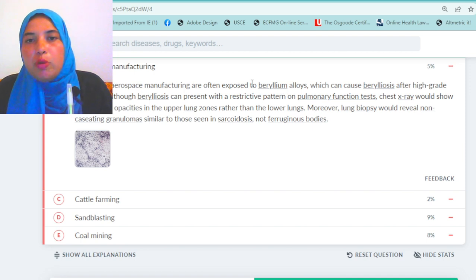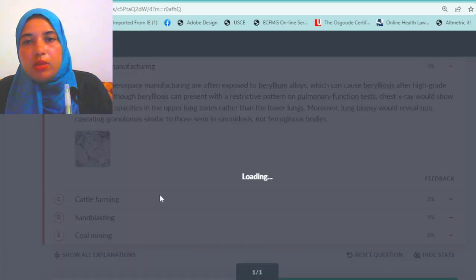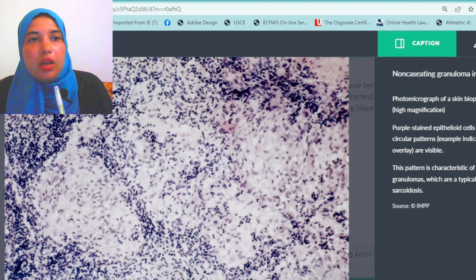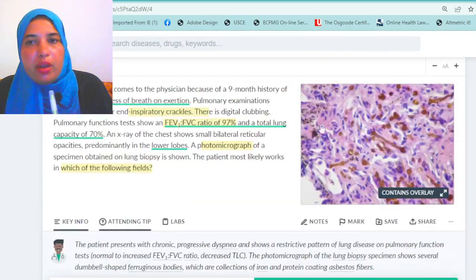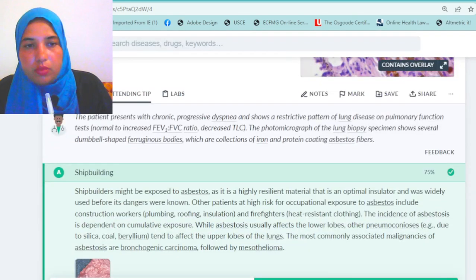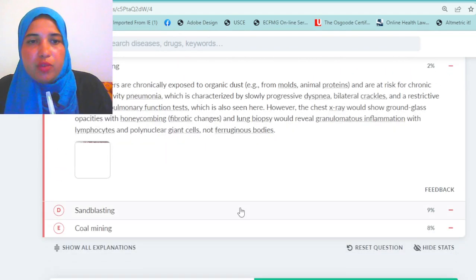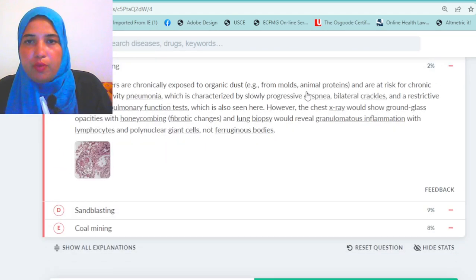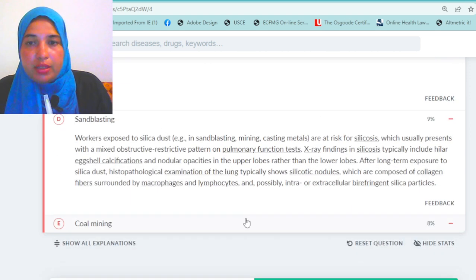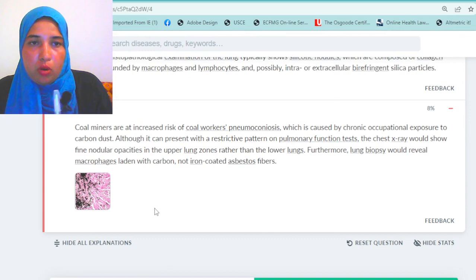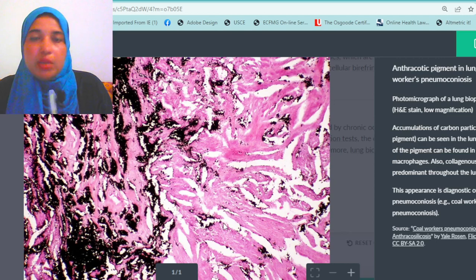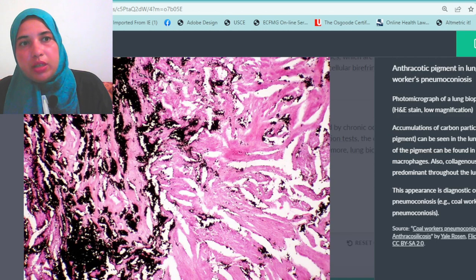Okay, so aerospace will be with beryllium alloys, which cause berylliosis, etc. So you can read that. You can see what the berylliosis looks like, and see how it's not the same thing at all with the ferruginous bodies that you would see with asbestos. Cattle farming, what are we looking at with cattle farming? We're looking at molds, fungus, all these things. Sandblasting would be silica. Coal mining would be the coal miners' pneumoconiosis. And you can see what that looks like. Very clear, very nice images, and very obvious in every way.